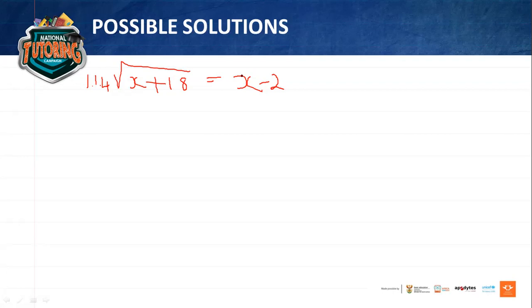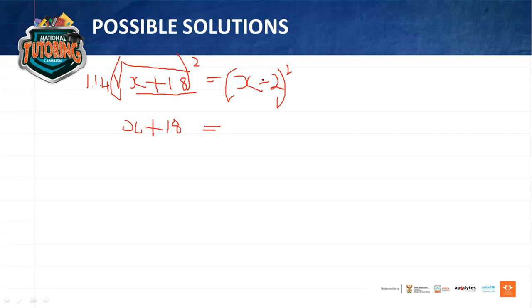The second step now is we square both sides. So we have to square both sides. When you square this one, it comes out as x plus 18. Remember, when you square the root, the answer becomes whatever is inside, which is x plus 18.